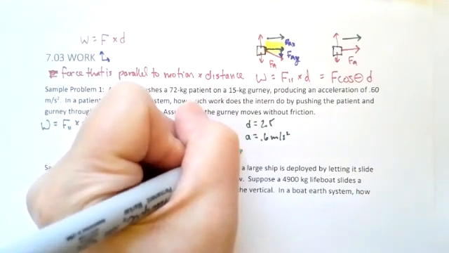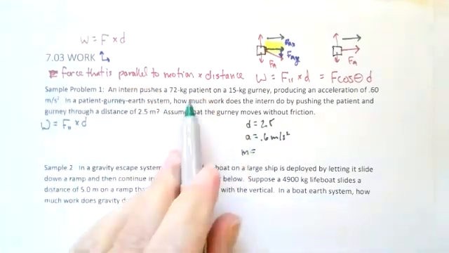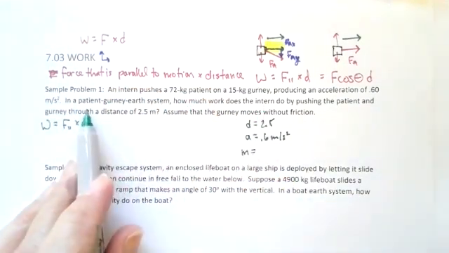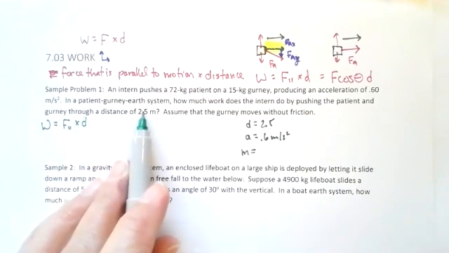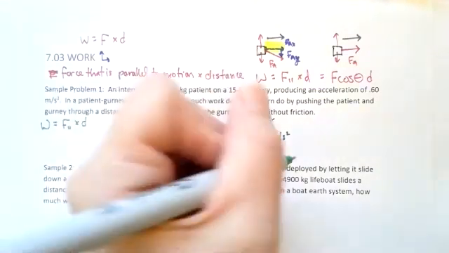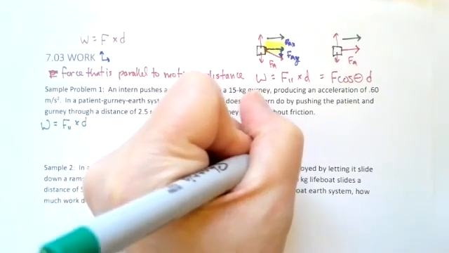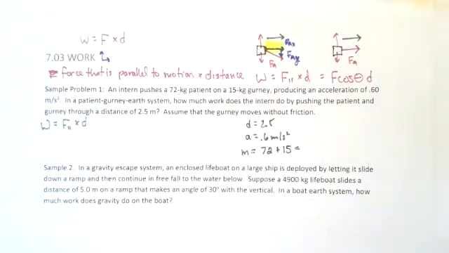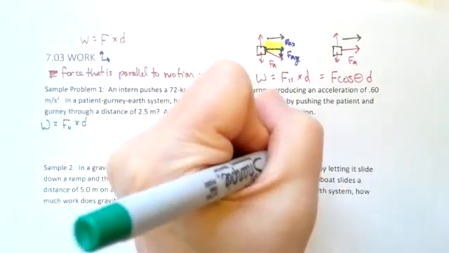Now, they have the patient and the gurney, but it says my system is going to be the patient gurney earth. So that means I'm going to have to add these masses up. I'm going to do 72 plus 15, which is going to give me 87 kilograms.